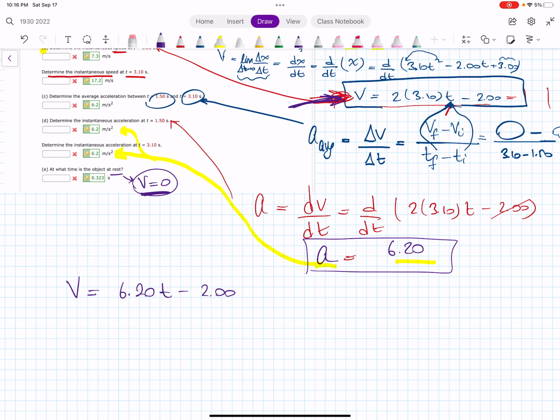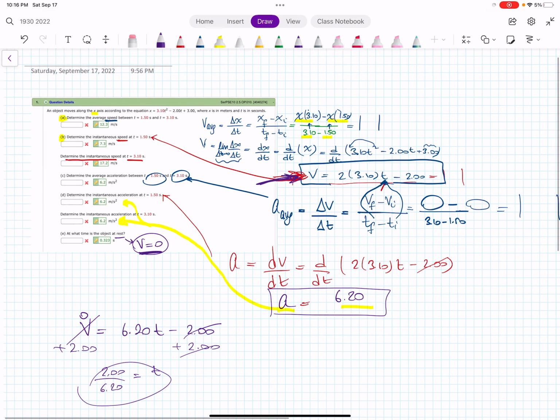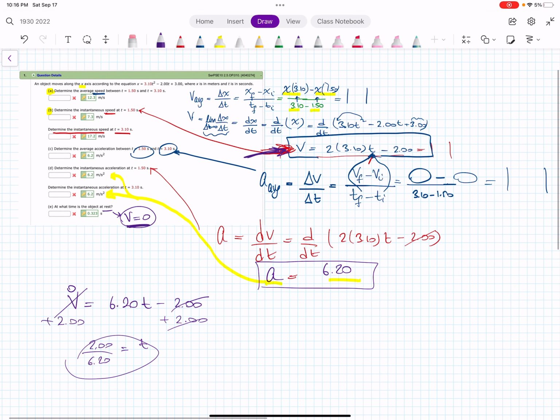What are you going to do? Add 2.00 to both sides. 2.00 divided by 6.20 is equal to the time. I'll let you do this on your calculators because it's your job to do it. Okay, that's the end of this problem.